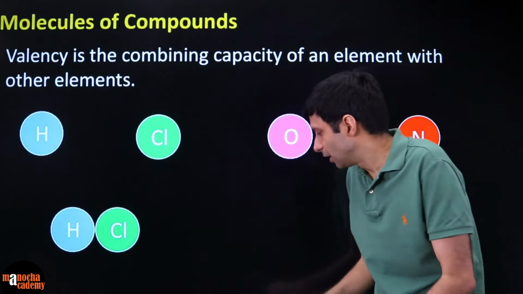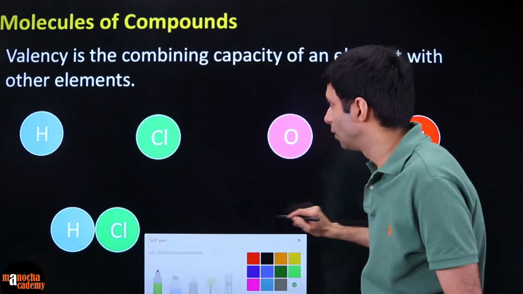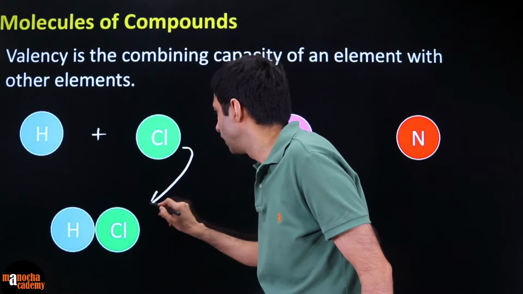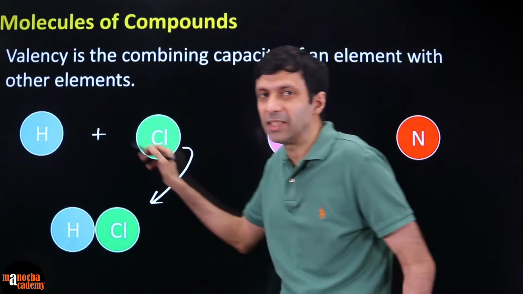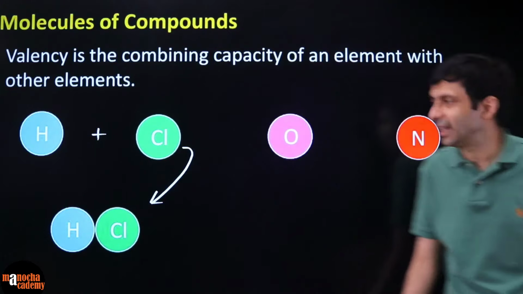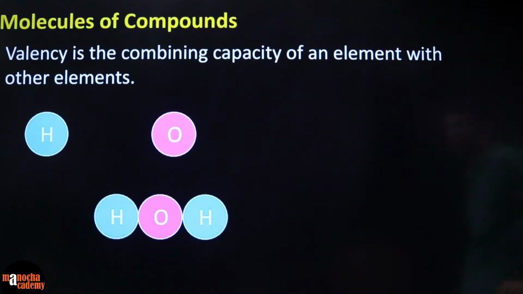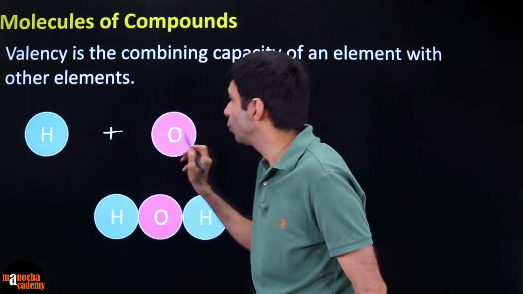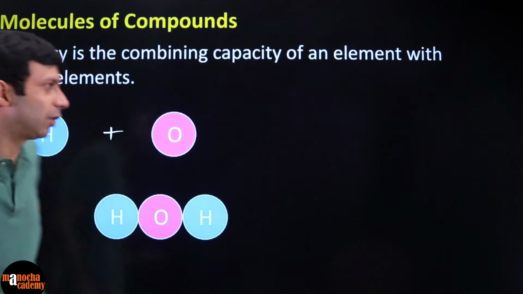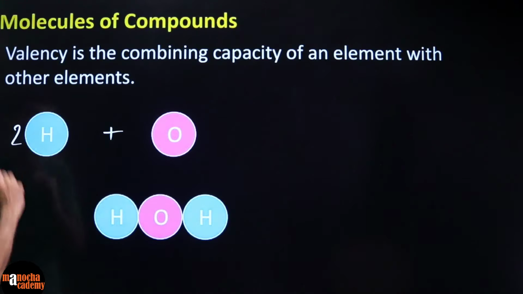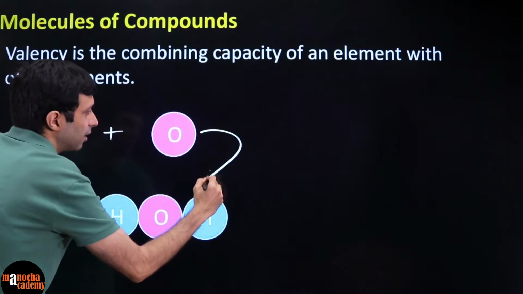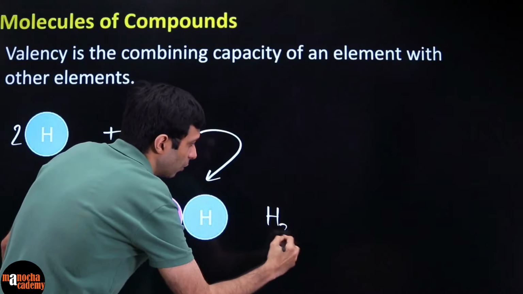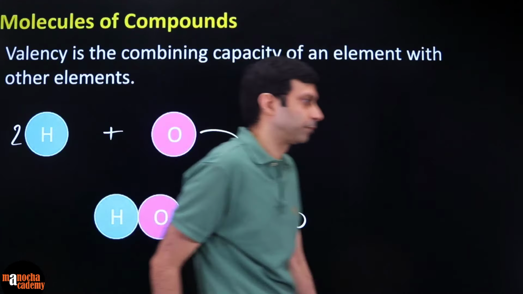So we discussed, if you combine these two, you are getting hydrogen chloride. Because both have valency 1, we get HCl. Similarly, if you combine hydrogen and oxygen, now you need 2 atoms of hydrogen because the valency of oxygen is 2. So we need 2 atoms here. We are getting H2O. Can you see the H2O? The molecule looks something like this.